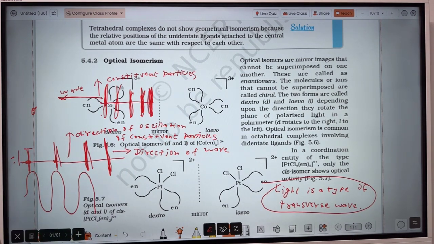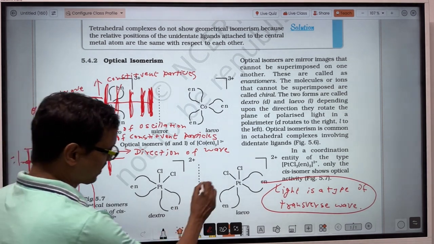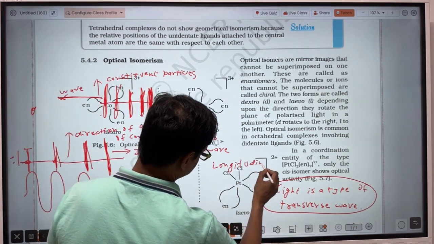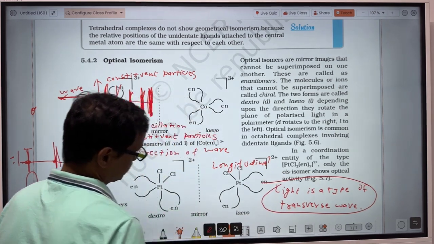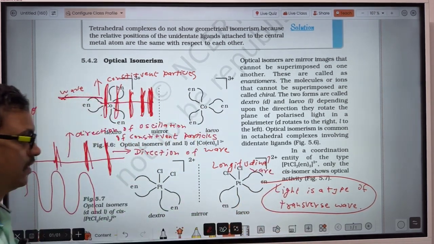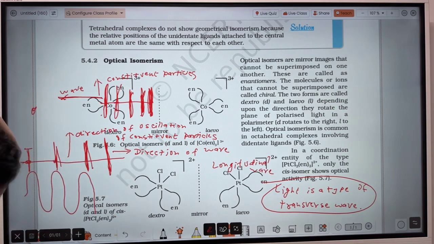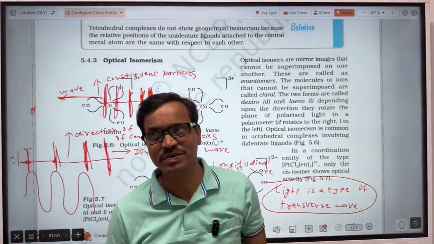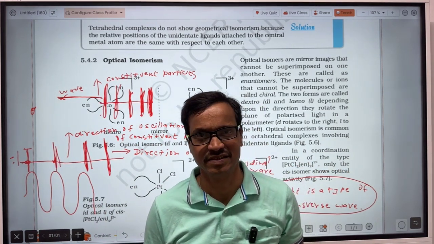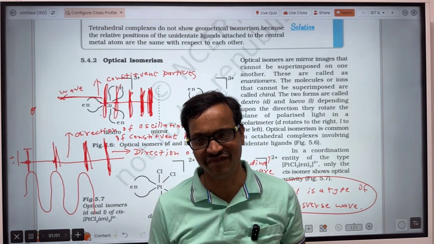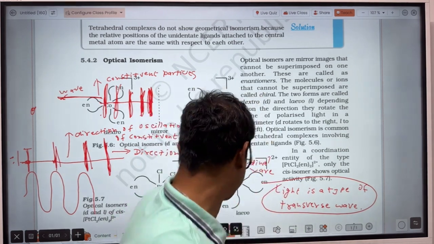Light is a type of: A, transverse wave, B, longitudinal wave. No, that was transverse wave. So you may write that a transverse wave is the wave in which the constituent particles oscillate perpendicular to the direction of propagation of the wave. Now longitudinal wave, let's see.